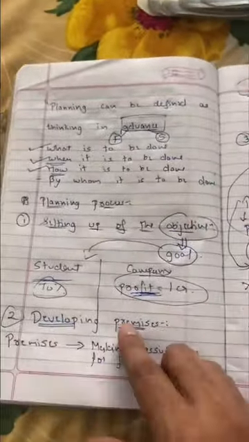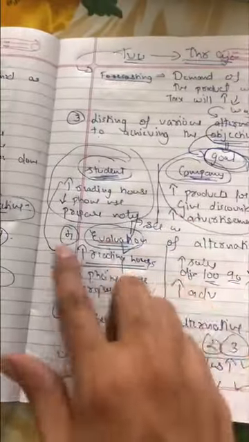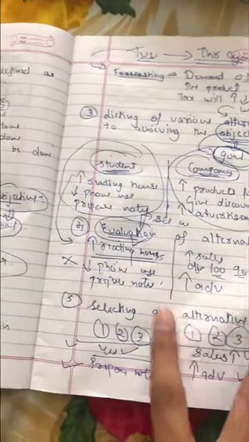Okay, and the last step is implement the plan. So everything that we have planned, from setting up of objectives, developing premises, listing of various alternatives, evaluation of alternatives, selecting of alternative, we have to implement it. So this is the planning process.